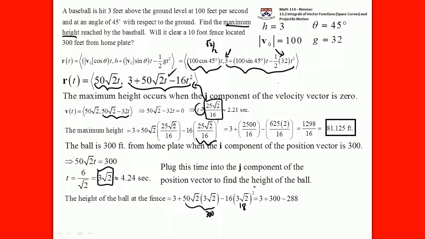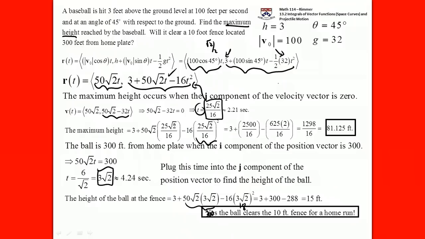So yeah, it's high enough. 303. Take away 288 is that at that instant it's 15 feet off the ground. So yes, the fence is 10 feet off the ground. The ball is 15 feet off the ground. It's going to clear unless there's some fan that reaches over and grabs it. It's a home run.